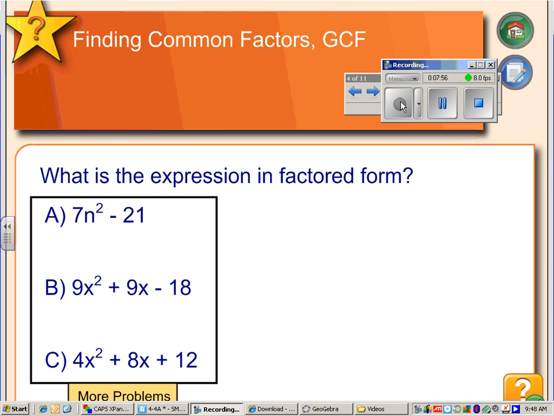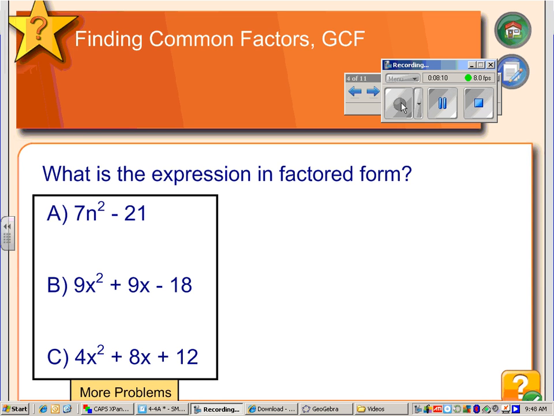Here are some problems for you to try. Make sure you factor out a GCF first on each one, and then with what is remaining, try to factor it further if it's possible. Hit pause while you work, hit play when you're done. Actually, that'll be the end of this half. We'll go to the second half when you're done.